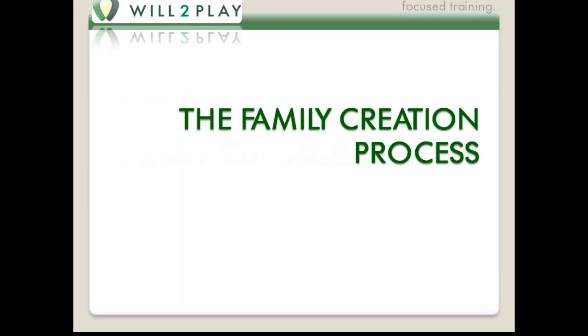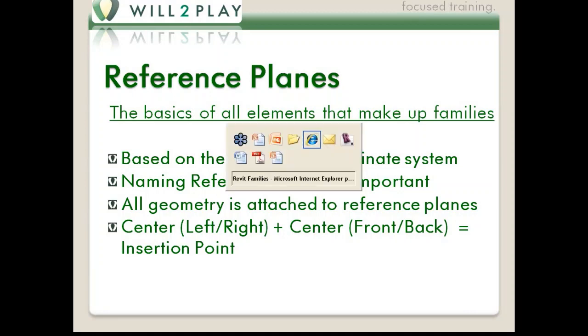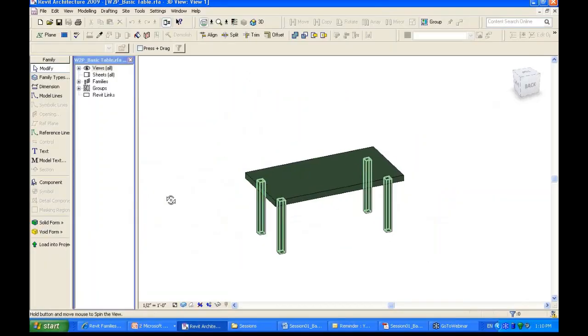So, the family creation process. Okay, reference planes. Reference planes are the basic building blocks for all other things, right? They're all based on Cartesian coordinate systems. Naming the reference planes is important, blah, blah, blah. Here are all of these 4 points I'm about to show you. So I'll do this. I'll show you a slide. I'll give you a brief overview of the slide, let you take that in, and then I'll flip over into Revit like I'm about to, and we'll talk about this.